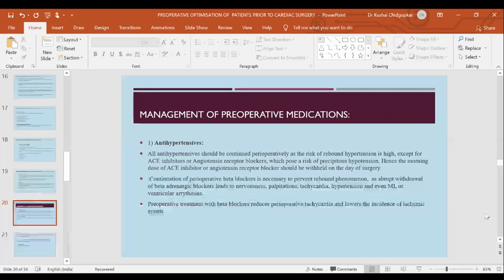There's one more controversy related to ACE inhibitors. Do you know what is that? ACE inhibitors and receptor antagonists or receptor blockers. Are you aware of any other controversy?